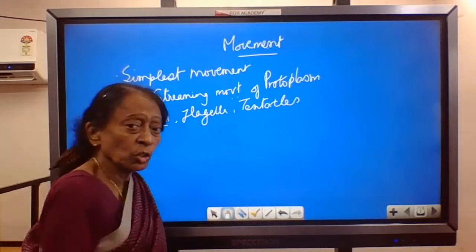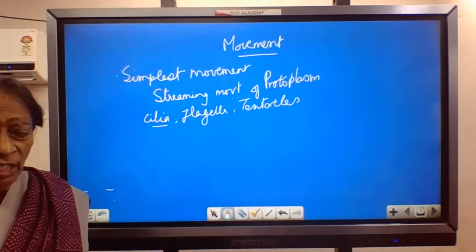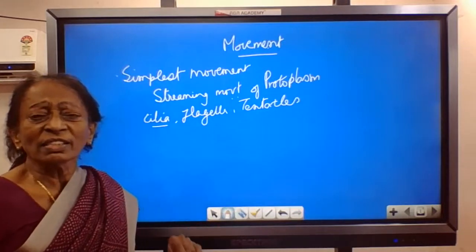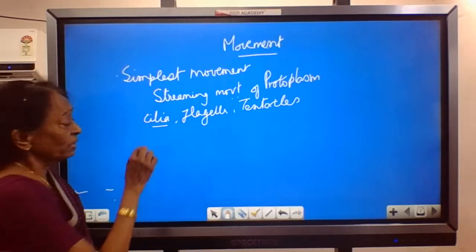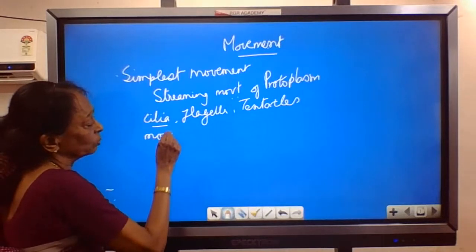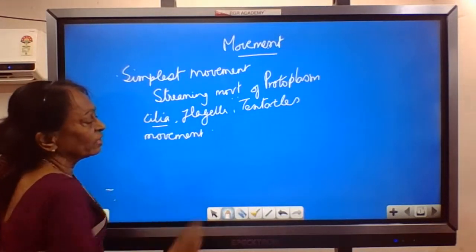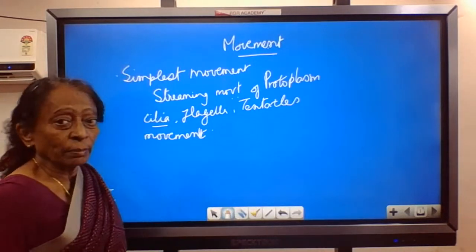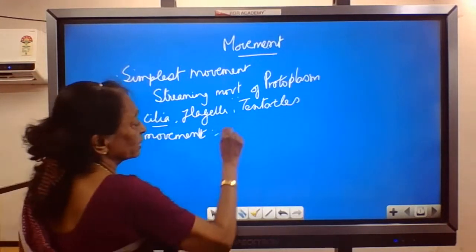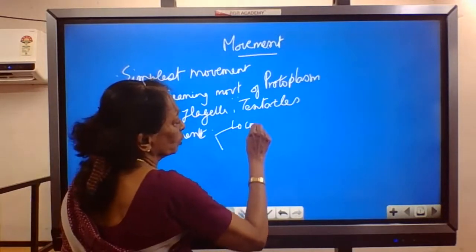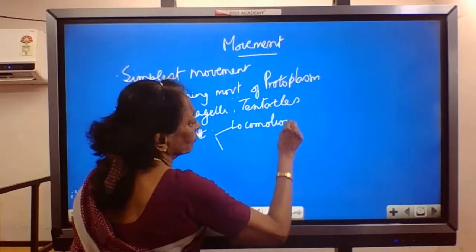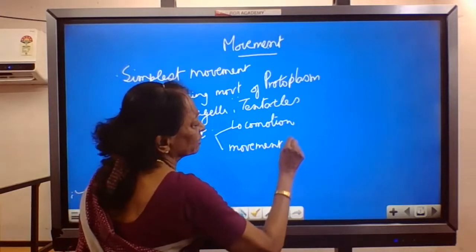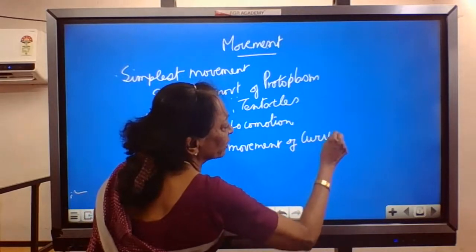Now they are also used as locomotor organs for movement. Actually, they won't say locomotor organ. It helps in the movement. The organs that are helping for the movement need not help only in the movement. The movement can be of two types. So the movement is known as the locomotion, and movement of curvature, which they haven't mentioned in your textbook.